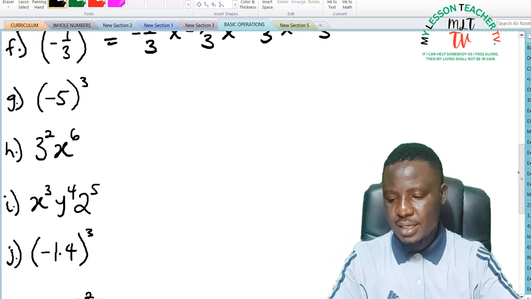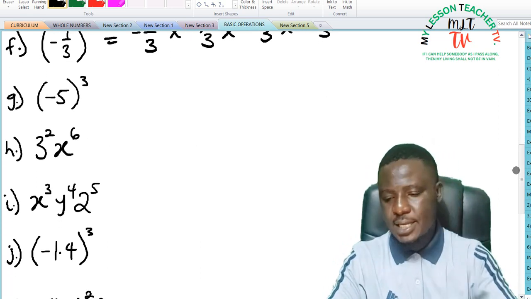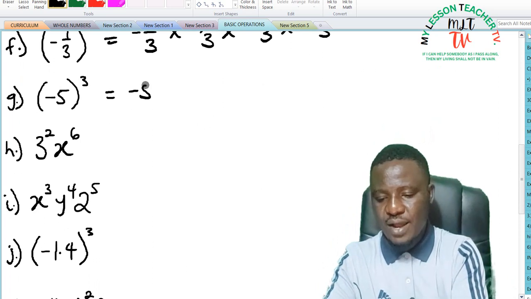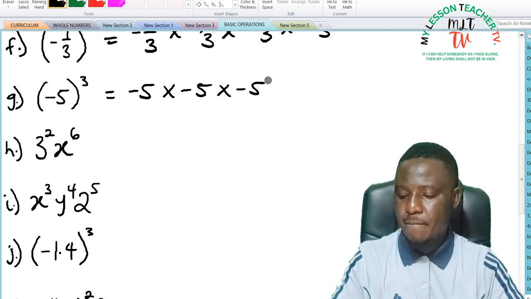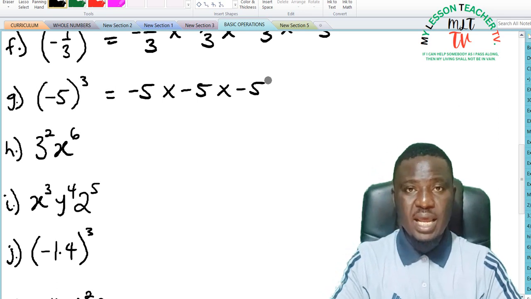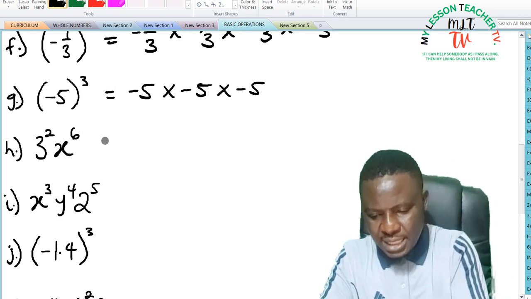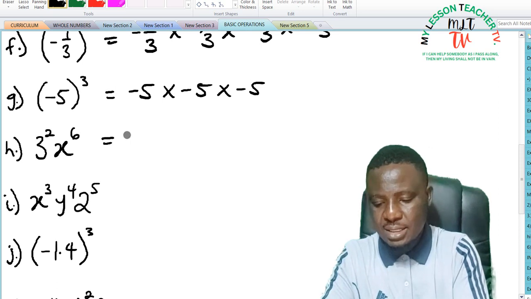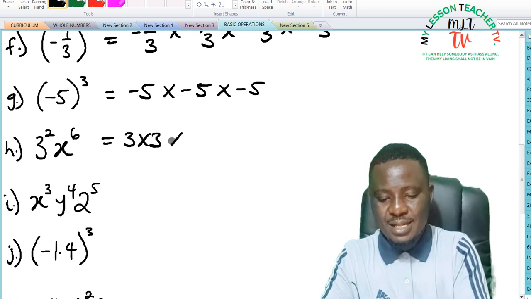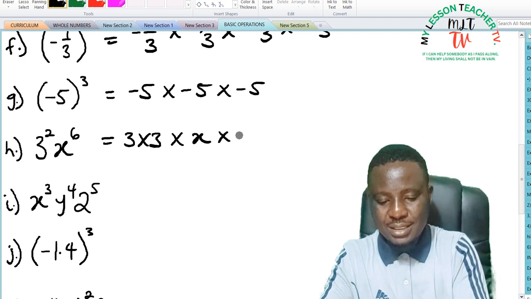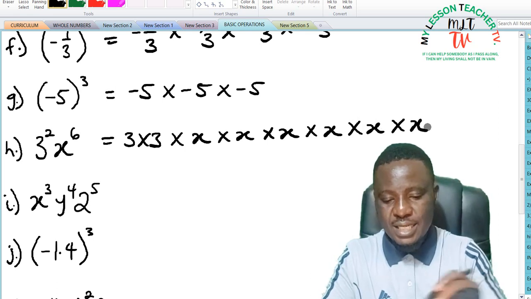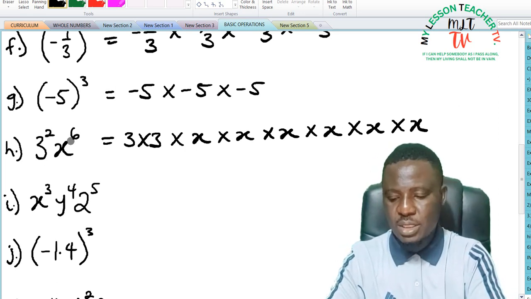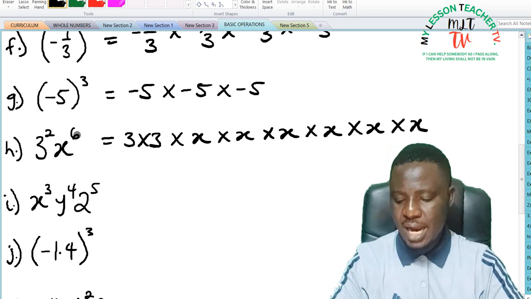G, we have minus 5 raised to the power 3. This is equal to minus 5, 1, 2, and 3. H, 3 squared x raised to the power 6. This can be simplified as 3 times 3 times x, 1, 2, 3, 4, 5, 6. So 3 multiplying itself 2 times and x multiplying itself 6 times.